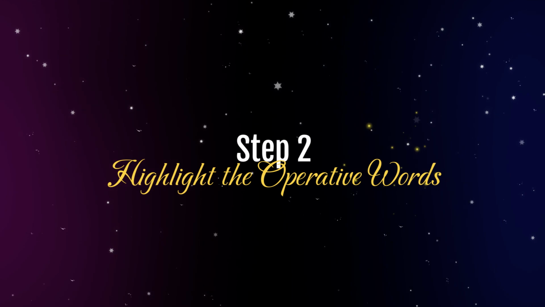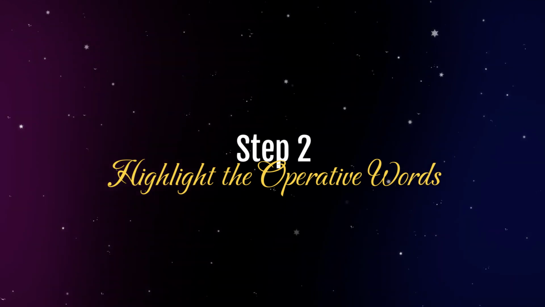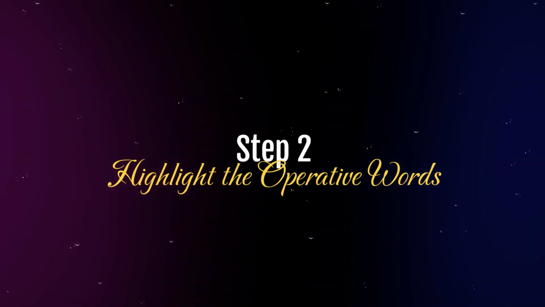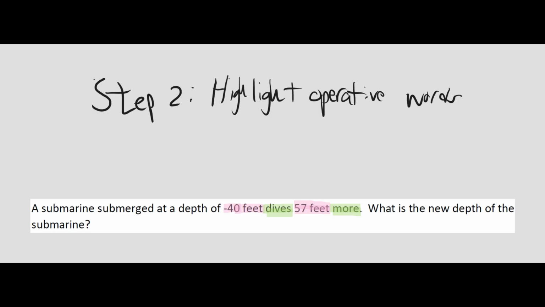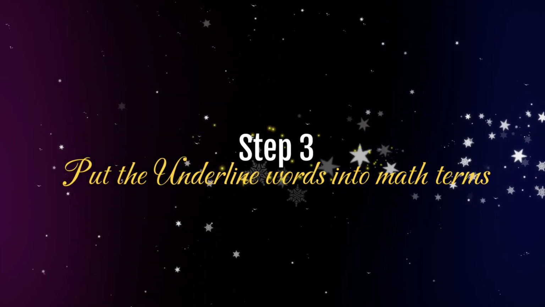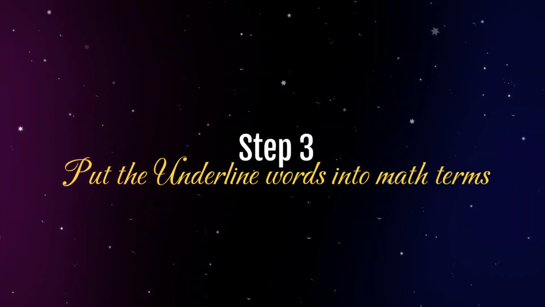Second step, highlight operative words. When I'm talking about operative words, we're looking for words that tell us what operation we're going to do, addition, subtraction, etc. So when I look at this, I see the word dives, and I see the word more. Dives means going lower, so it implies the number's going to be negative. More means adding, right? Adding a negative.